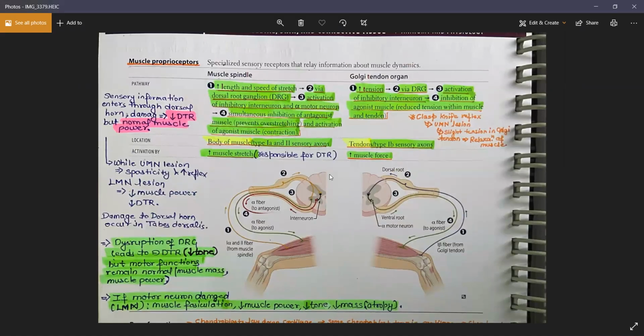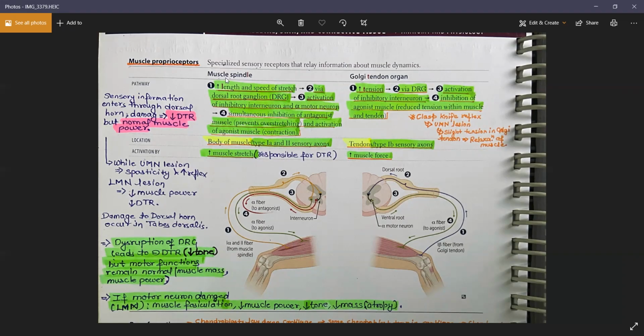Okay, now comes the muscle proprioception. How do the sensory receptors on the muscle relay information about the muscle dynamics? In what position your muscles are, at what angle between the two muscles and between the joints. How is this information transferred to the CNS? This is muscle proprioception.